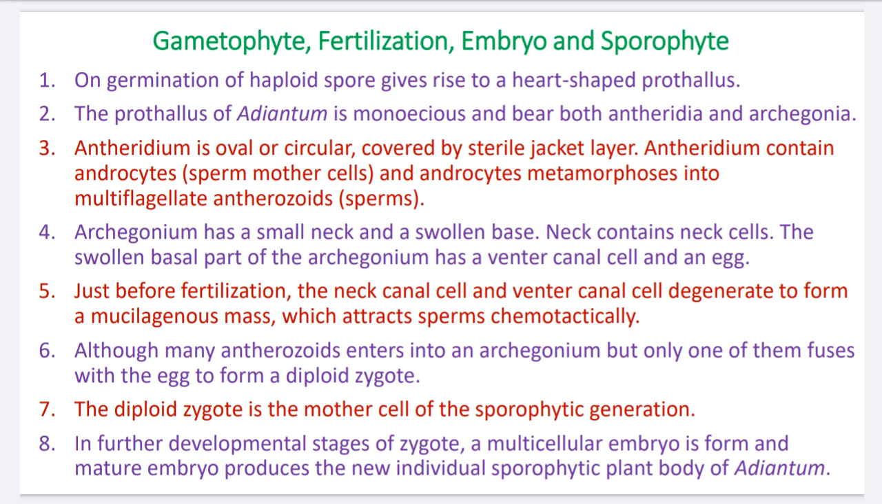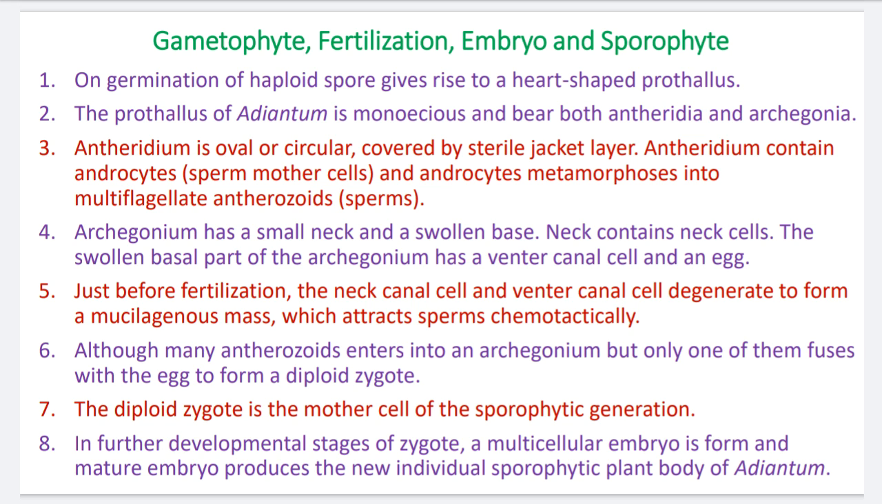Number 2, the prothallus means gametophytic plant body. The prothallus of adiantum is monoecious. Monoecious means the antheridia, male reproductive organs, and archegonia, female reproductive organs, both are developed on the single prothallus, single gametophytic plant body. So the prothallus of adiantum is monoecious and bears both antheridia and archegonia.